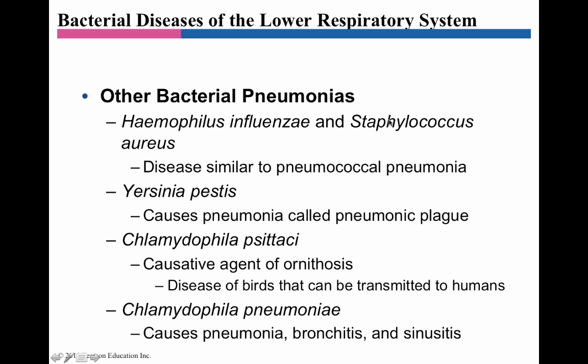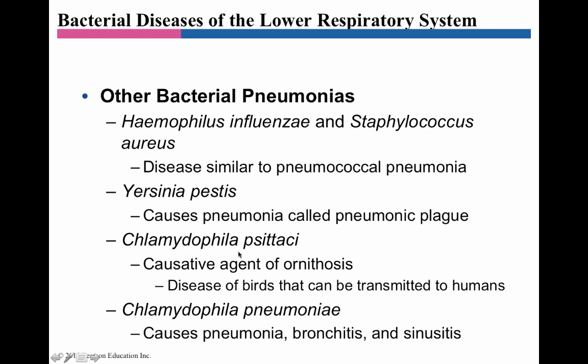And then there's staph bacteria that can cause pneumonias as well. These cause a disease very similar to that caused by strep, the pneumococcal pneumonia we just talked about. There's also Yersinia pestis. Remember, Yersinia pestis causes bubonic plague. And if you remember, we talked about the pneumonic plague, which is plague in the lungs.